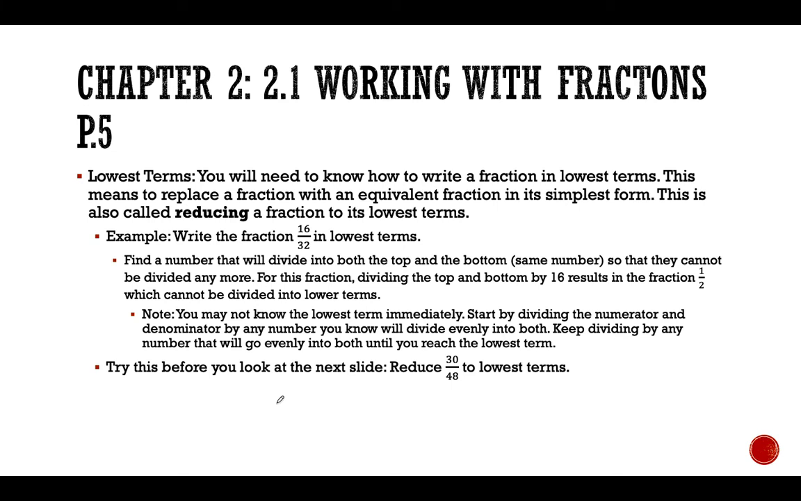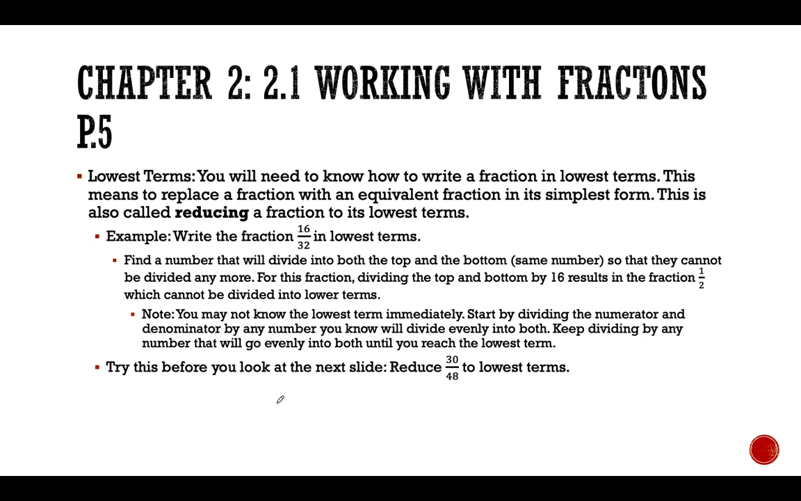We need to find a number that will divide into both the top and the bottom so that they can't be divided anymore. For this particular fraction, we know 16 will go into both the top and the bottom. So we divide 16 by 16, and that's 1. We divide 32 by 16, and that's 2. So the resulting lowest term fraction is 1/2, which cannot be divided into any lower terms.